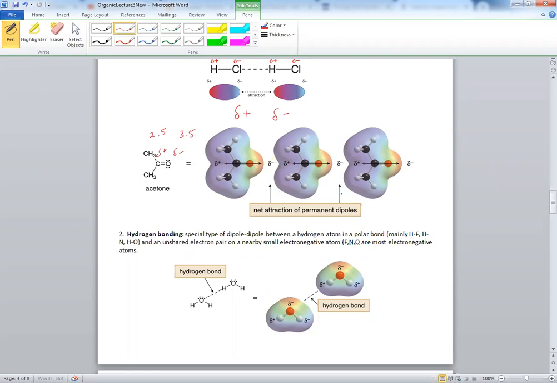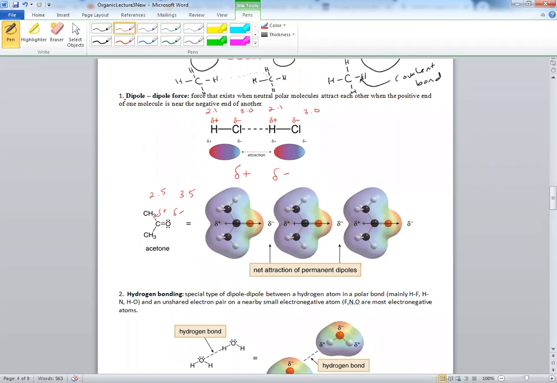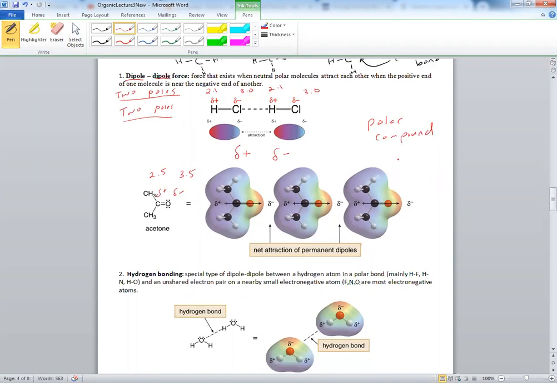So that's dipole-dipole. The word dipole-dipole means two poles. That's what di means. And if you think about it, you have two poles here. You have the delta plus and you have the delta minus. So how do we look for these? Well, look for polar compounds. We're going to discuss them more in depth.